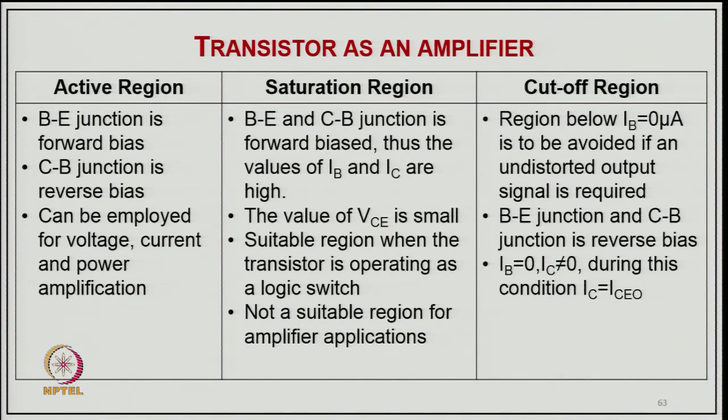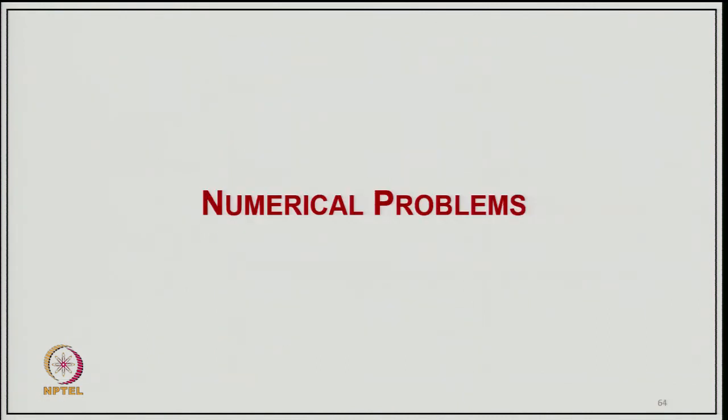So, the cutoff region is the region below IB equal to 0 microampere, and is to be avoided if an undistorted output signal is required. The BE junction and CB junction are both reverse biased with IB equal to 0, and IC is not 0 during this condition. So, IC equal to ICO. So, these are the three regions when the transistor operates as an amplifier.